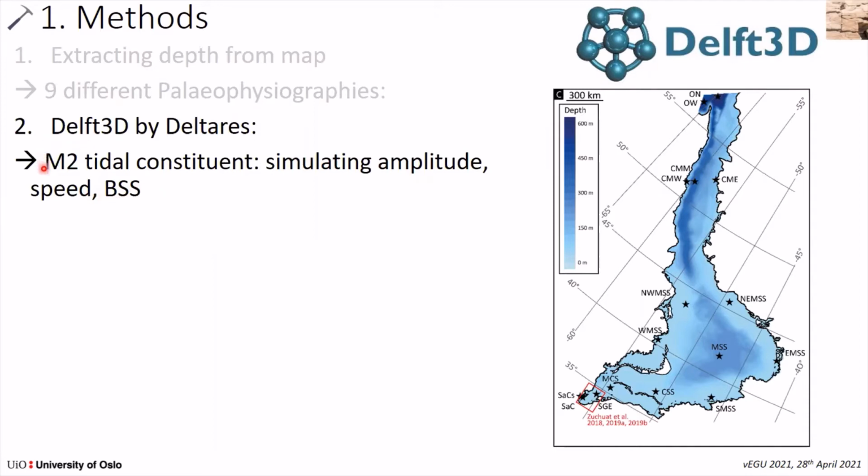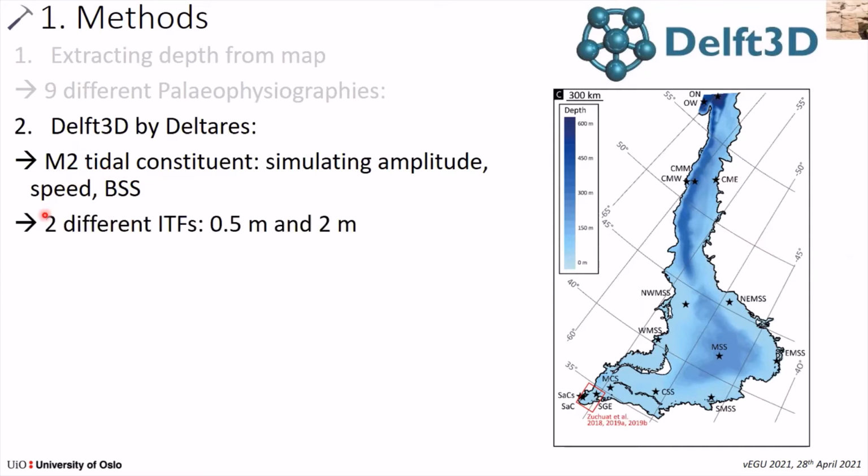We only simulated the M2 tidal constituent because we didn't want to make too many assumptions on what other constituents would be present. So this is an oversimplification of reality, yes, but it allows us to really test the sensitivity of the model. And now that we have the results, we can refine and add different constituents to it. But as a starting point, this is why we only simulated the M2 tidal constituent.